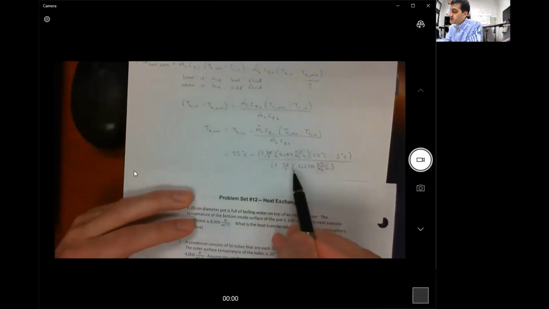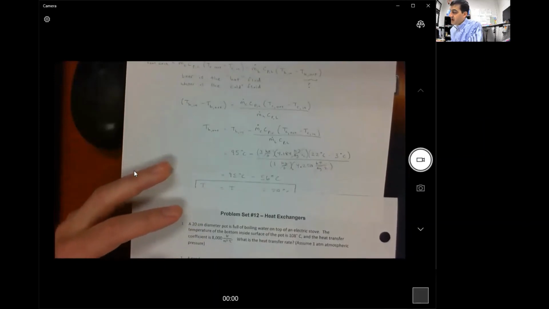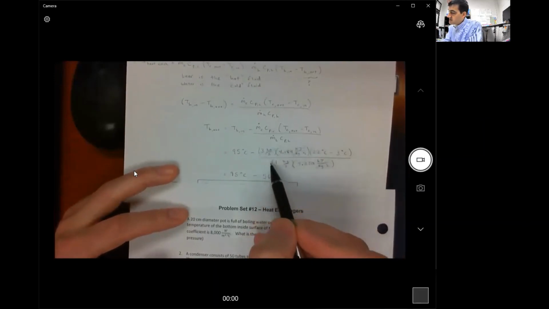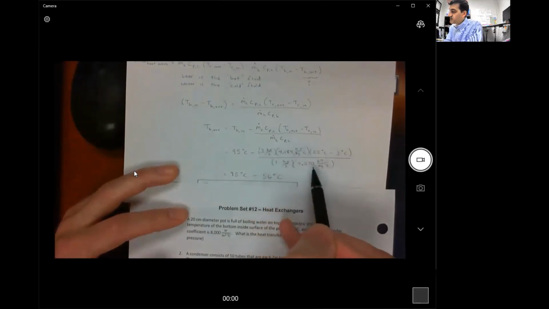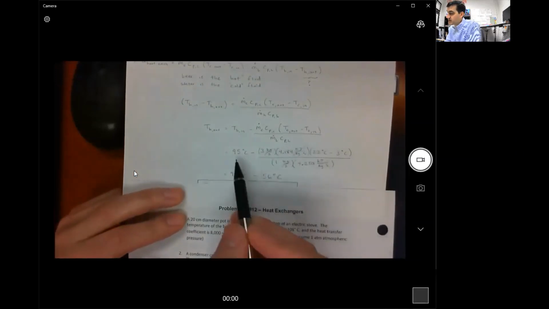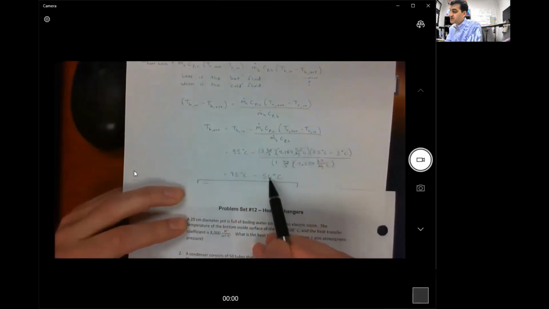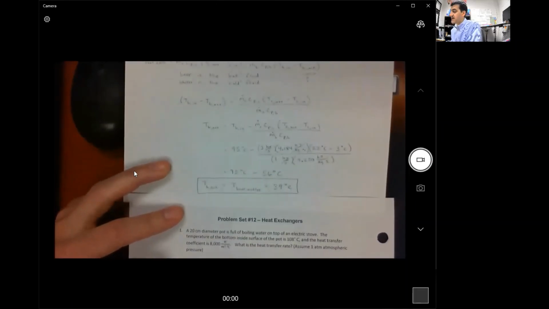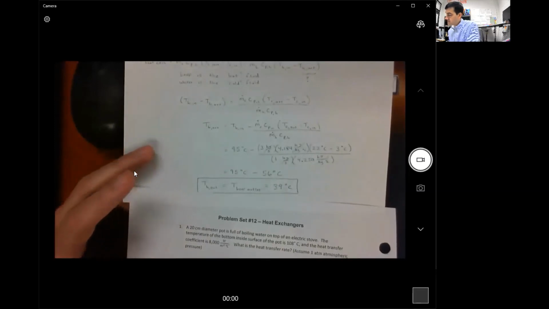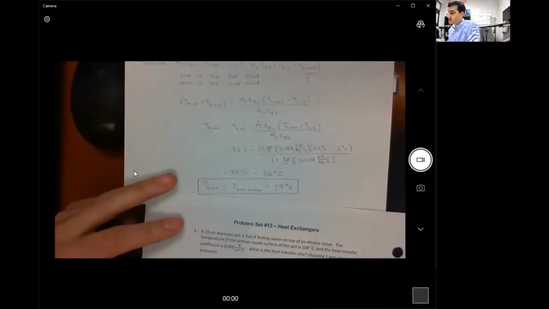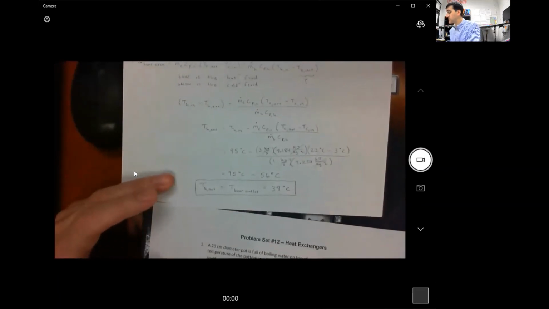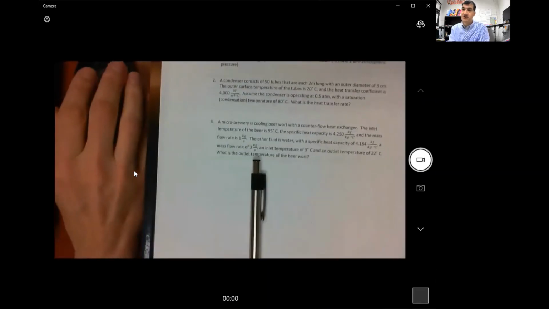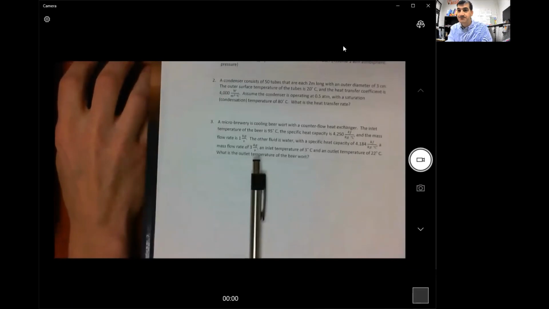So you plug all these numbers into your calculator carefully. And the number you're going to end up with for this combination of terms over here is 56 degrees Celsius. So we're taking 95 degrees Celsius minus 56 degrees Celsius, which gives us 39 degrees Celsius. So the answer, the outlet temperature of the beer wort is 39 degrees Celsius, which is a heck of a lot cooler than it came into the heat exchanger. It came in at 95 degrees Celsius and it's coming out at 39 degrees Celsius. So it's done a good job. It's a pretty good design for cooling down the beer wort.